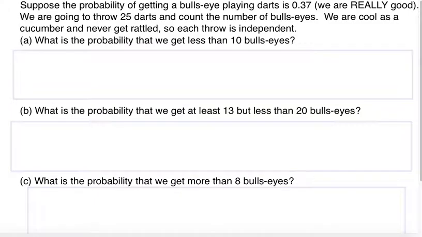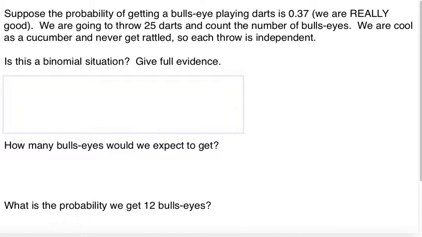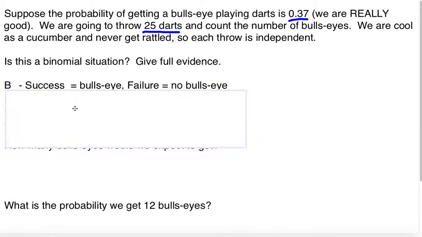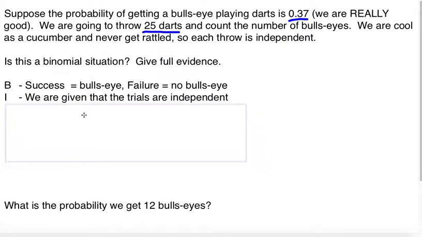Otherwise, if we go back to the very beginning, we'll do some more binomial questions real quick. So here, suppose the probability of getting a bullseye playing darts is 0.37. We're going to throw 25 darts and count the number of bullseyes. So is this binomial? Do we have a success? Yes, a success is getting a bullseye and a fail is not. Is each throw independent? Yep. It says the trials are independent. It says each throw is independent.